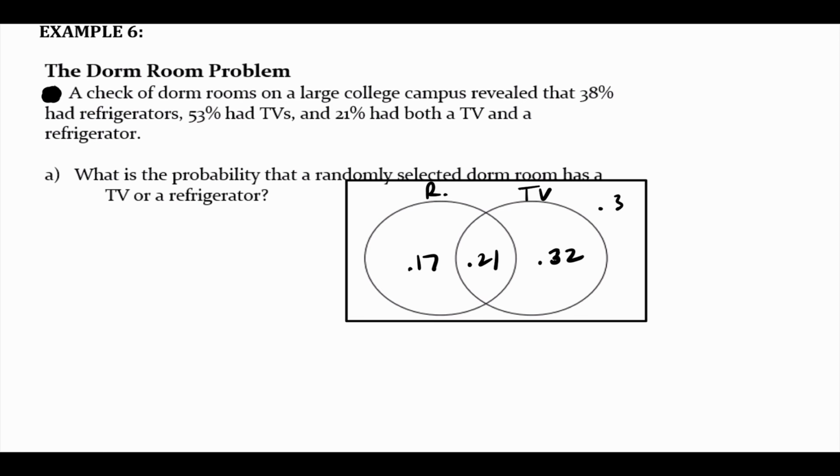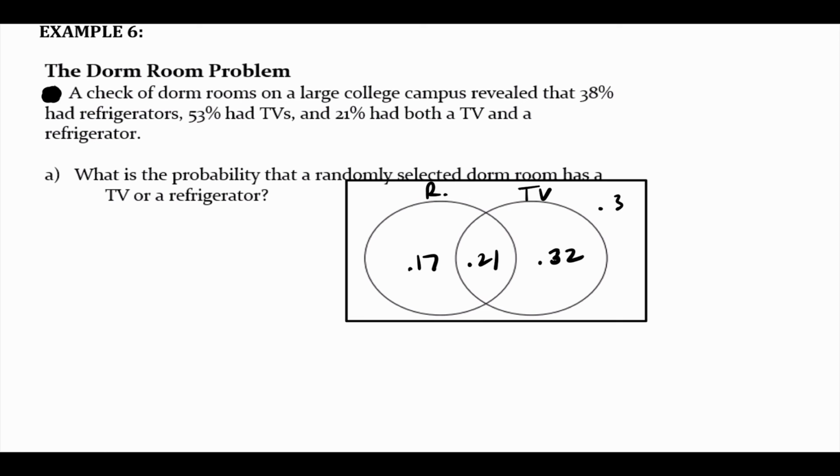Okay, so a check of dorm rooms. I put this question because a lot of you are going to be like this a year from now. So a check of dorm rooms at a large college campus revealed that 38% of them had refrigerators in their room. 53% of them had TVs. And 21% had both a TV and a refrigerator.